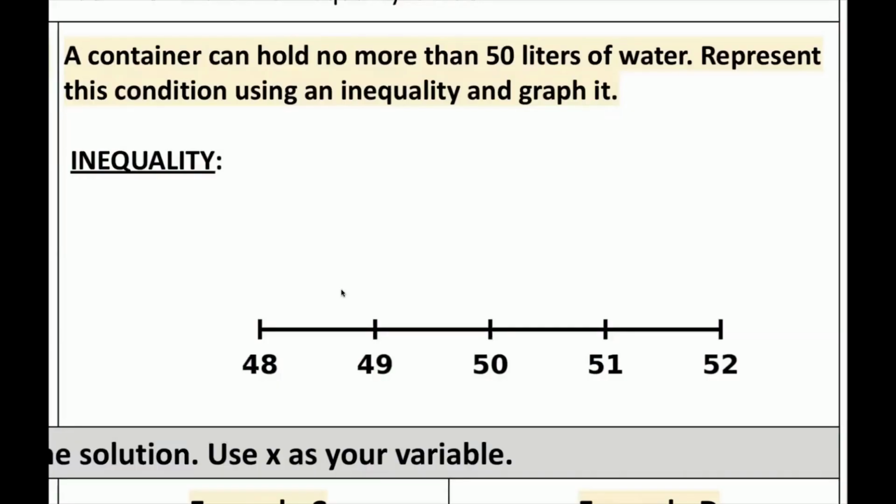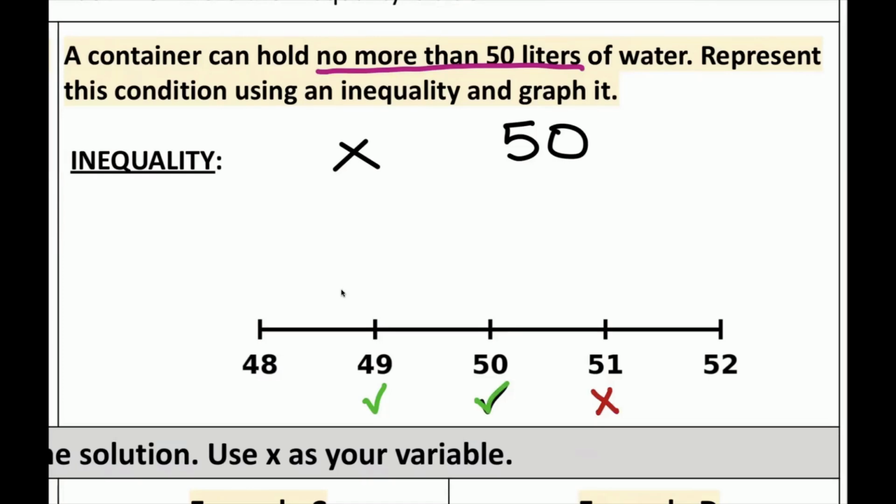This example says a container can hold no more than 50 liters of water. Okay, so we have no more than 50. We know we're using x as our variable. And we know we're either going to have an open or closed circle at 50. So we'll ask ourselves, can the container hold 50 liters of water? Well, yeah, it can. It just can't hold any more than 50. So can it hold 51? Nope. Can it hold 49? Yep. So it can hold 50 and any number less than 50.